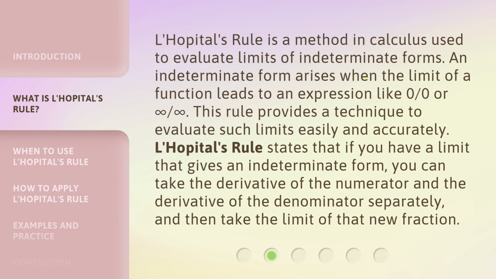L'Hopital's rule is a method in calculus used to evaluate limits of indeterminate forms. An indeterminate form arises when the limit of a function leads to an expression like 0 over 0 or infinity over infinity. This rule provides a technique to evaluate such limits easily and accurately. L'Hopital's rule states that if you have a limit that gives an indeterminate form, you can take the derivative of the numerator and the derivative of the denominator separately, and then take the limit of that new fraction.